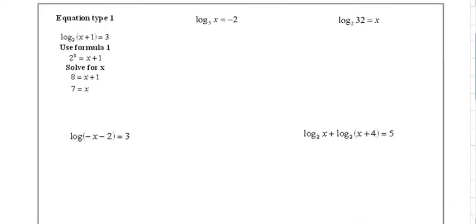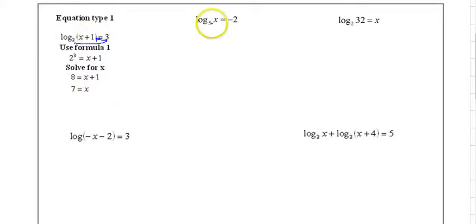So with type 1, what we're just going to use is our basic formula: base, exponent, result. So it's 2 to the power of 3 equals x plus 1. Once you have a log equals a number, we can just rewrite it as an exponential and then solve it. Once we get that answer, we plug it in to make sure it works.